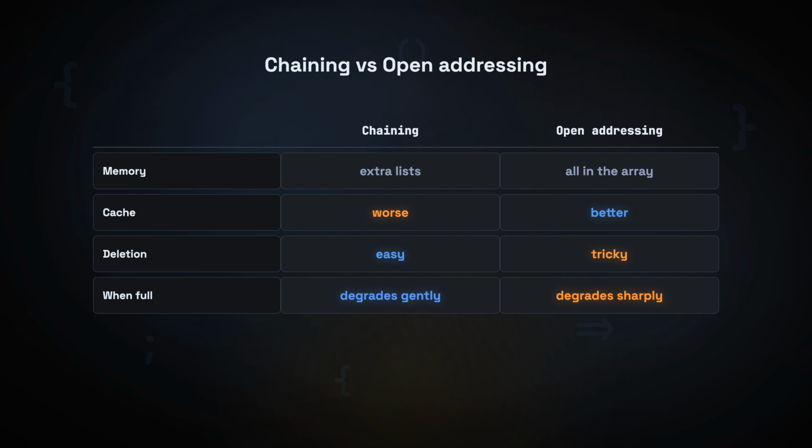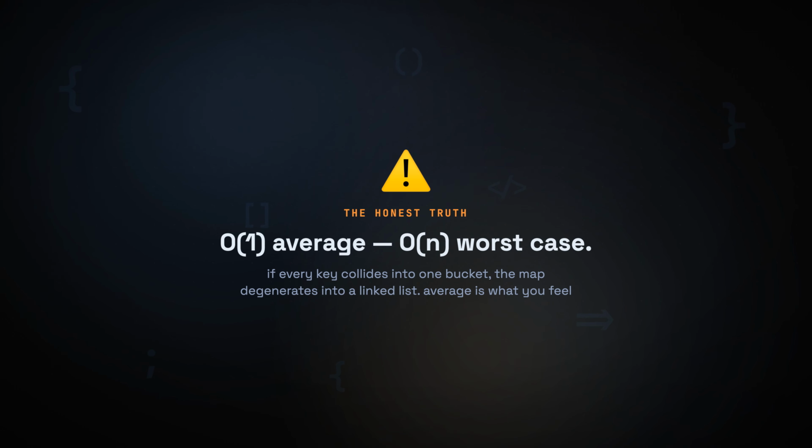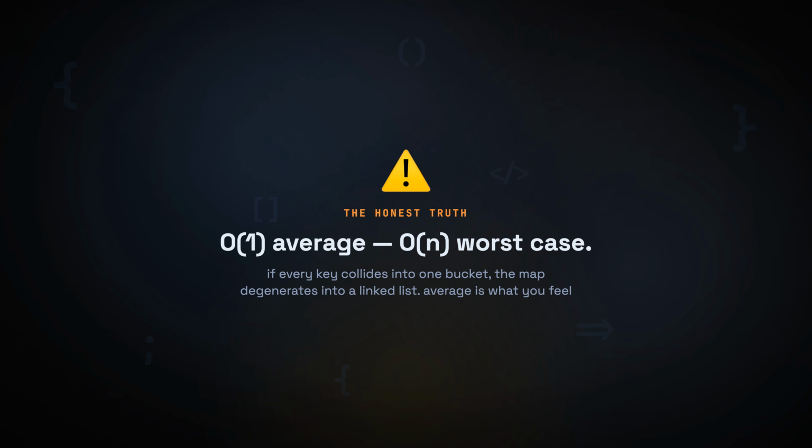Most standard libraries pick one of these and tune it very carefully. Now the honest truth about performance. On average, with a decent hash and short chains, every operation, insert, lookup, and delete, is constant time. But the worst case is much uglier. If every single key were to collide into one bucket, your beautiful hash map degenerates into a plain linked list, and lookups become linear, walking all n entries one by one. The average is what you feel day to day. The worst case is what you guard against.